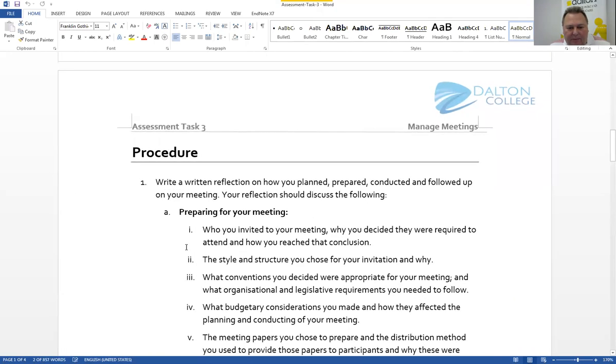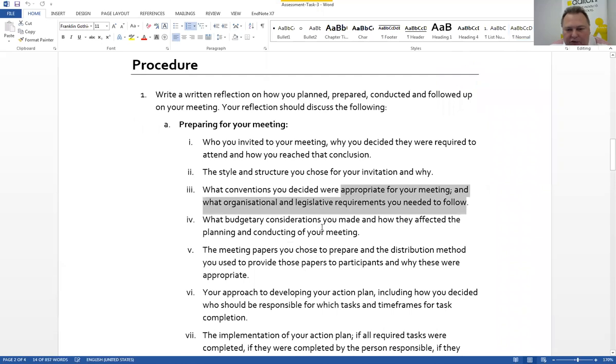So preparing for your meeting, who you invited to your meeting and why you decided they were required to attend, and how you reached that conclusion. The style and structure you chose for your invitation and why. What conventions you decided were appropriate for your meeting, and what organizational and legislative requirements you needed to follow. Remember that you find that in the ADEPT-L long document there. What budgetary considerations you made and how they affected the planning and conducting of your meeting.